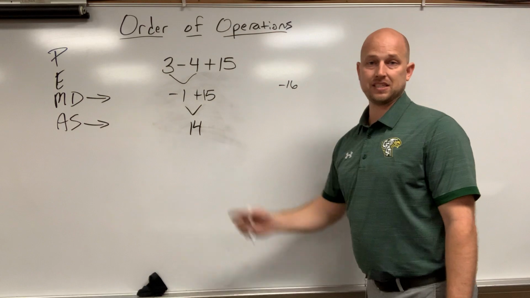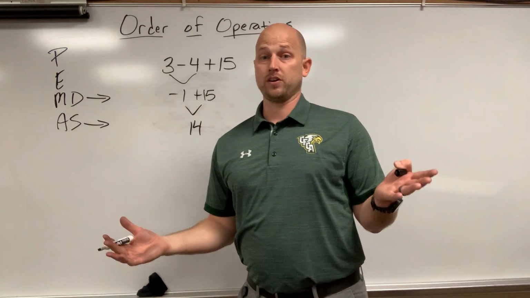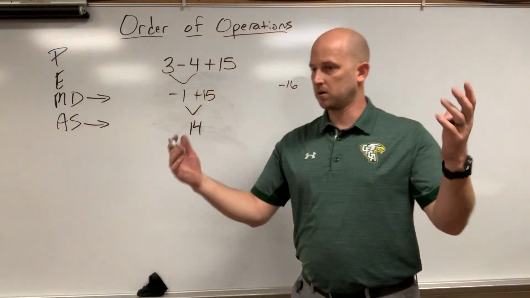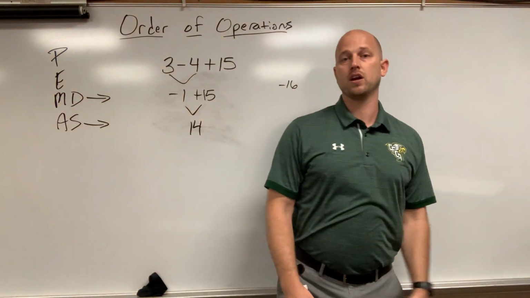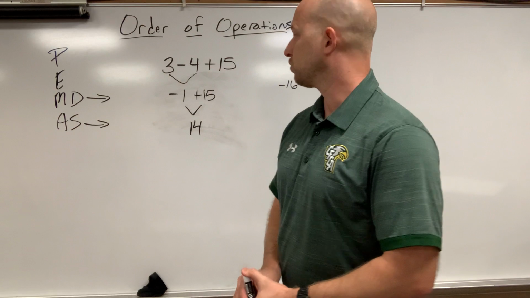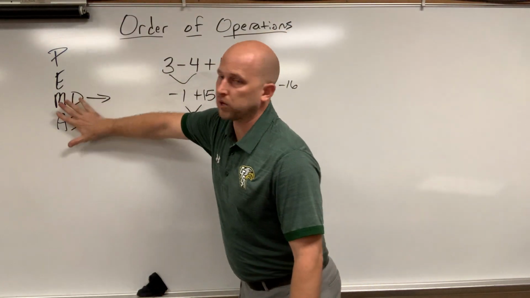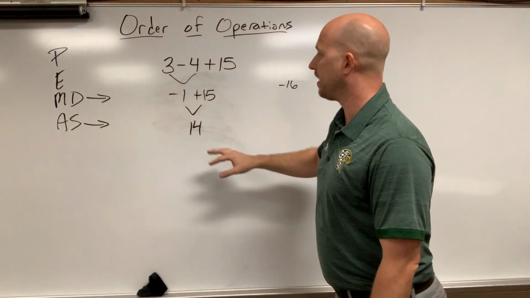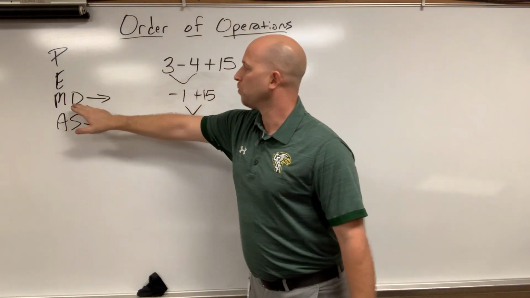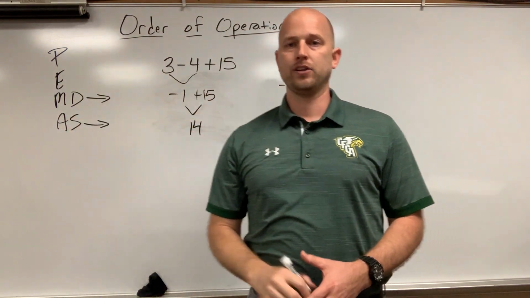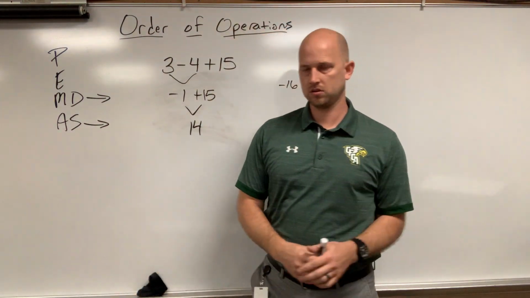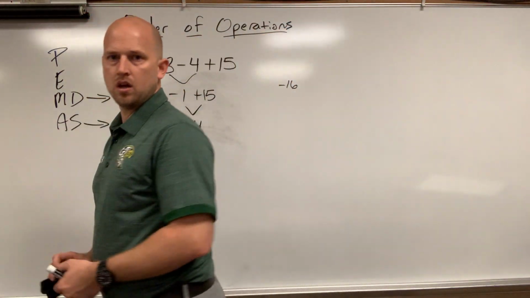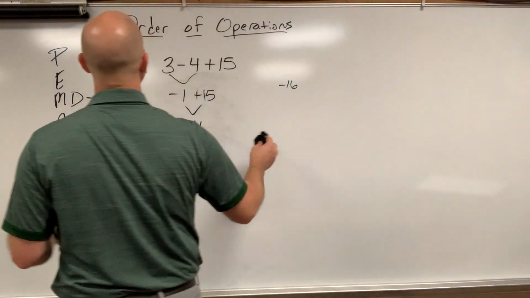As you can see, negative 16 and 14 is a very big difference. If you look at a number line, you have your negative 16 way over here and your positive 14 way over here. These are two different numbers. So it's important, and I'll try to get some examples in here today that put you in these situations, that when you multiply and divide and you're trying to figure out which one to do, always go left to right.